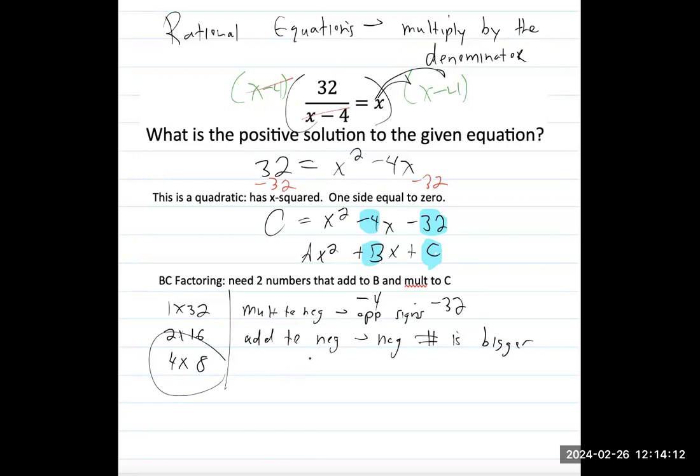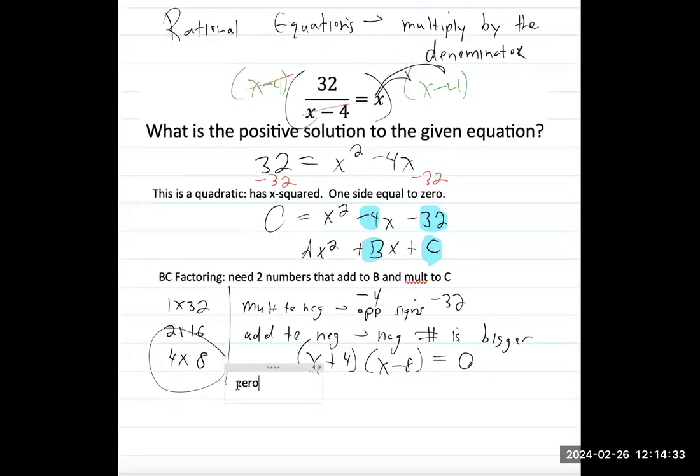So that is x plus 4 and x minus 8. So if we were to FOIL that out, we'd have negative 8x plus 4x, which is going to add up to the negative 4 in the middle term.